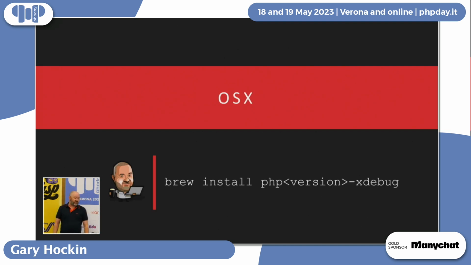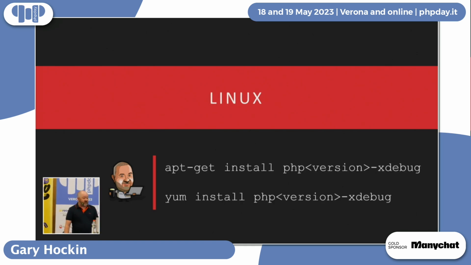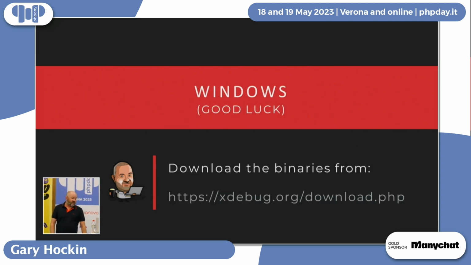So OS X, brew install PHP version Xdebug, pretty straightforward if you run your PHP locally. Linux, apt-get install or yum install PHP version Xdebug, pretty straightforward. Windows, now I did write good luck because these slides are from before I developed on a Windows environment. I haven't got PHP and Xdebug running on my native Windows install, but WSL2 is fantastic and makes Windows a really viable choice for developing now.